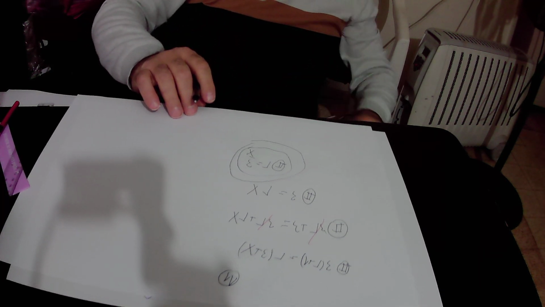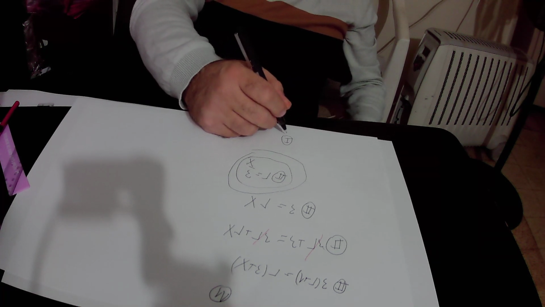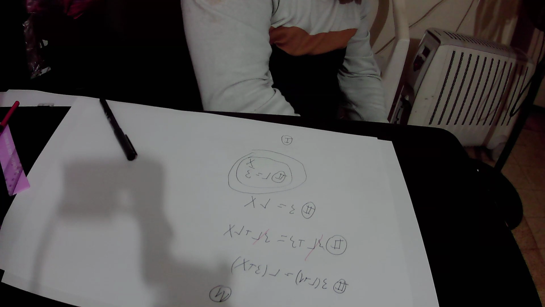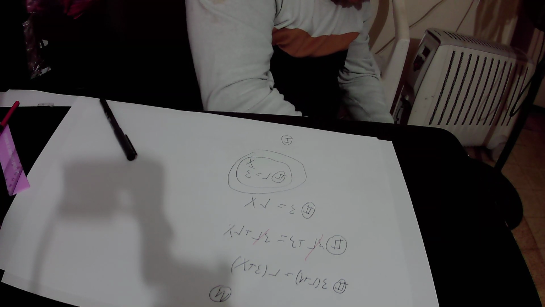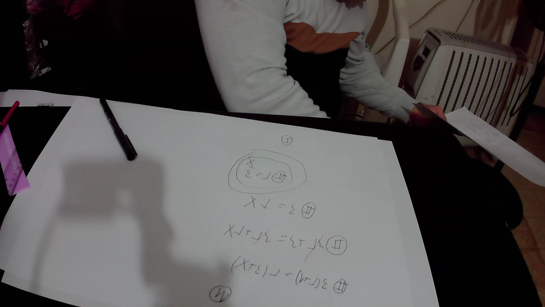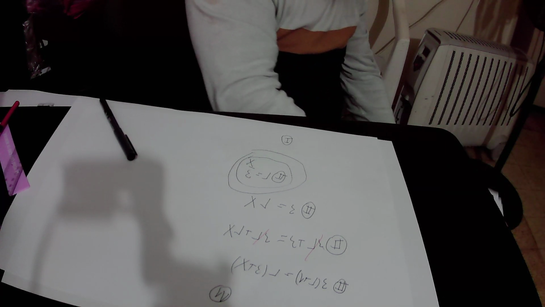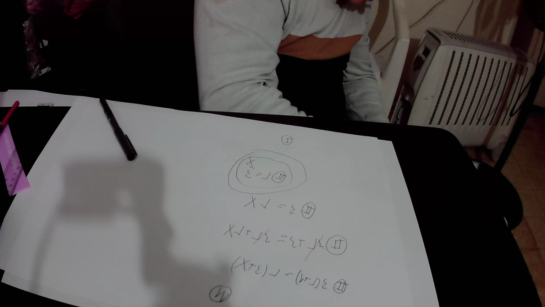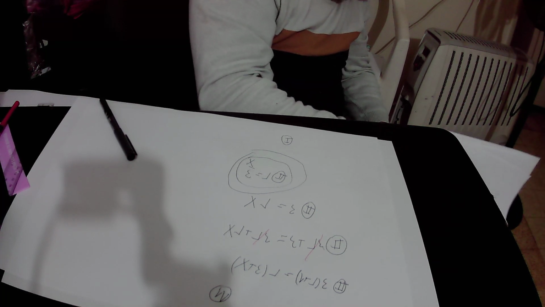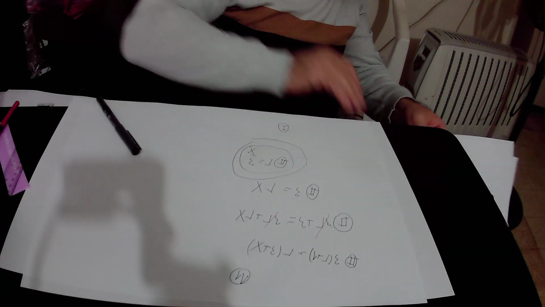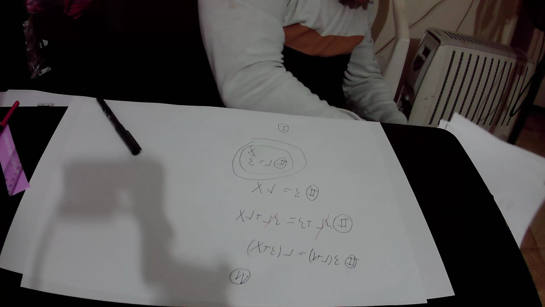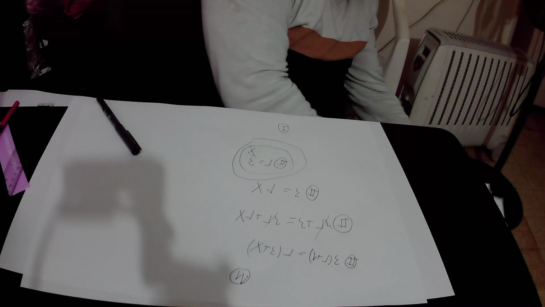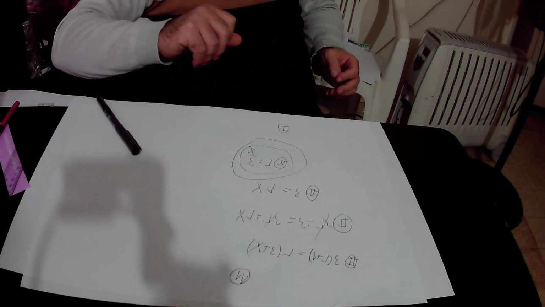But we have already found out that, according to equation number 1, in the next step, so we found that R equals 3 over X. Okay?